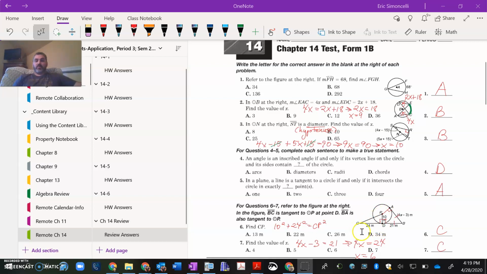And as we remember from prior chapters, we've got the Pythagorean theorem to take into account. Because it's a right triangle, then a squared plus b squared equals c squared. So I did that here, 10 squared plus 24 squared equals CP squared, CP being the hypotenuse. I added these two, took the square root of both sides of that equation, and I ended up with simply 26, which is letter C.